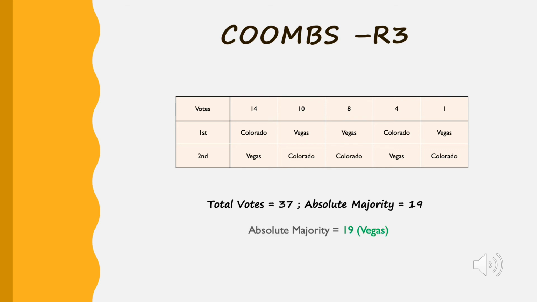Moving on to round three, after that heartbreak of losing Hawaii, we have Colorado versus Vegas, and we can see that Vegas forms an absolute majority equal to 19, since Vegas has 19 first place votes. So we can just pick out Vegas to be the winner of this entire election.